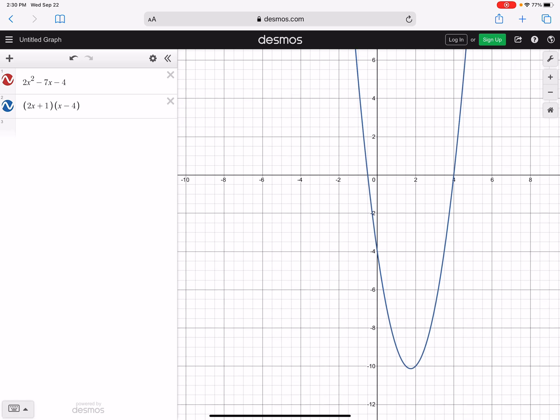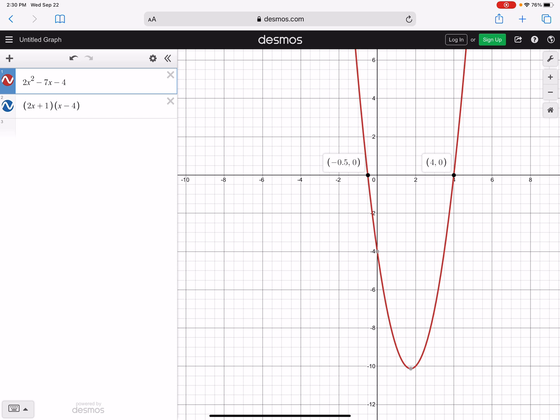And so if I look at the second set of parentheses, it says x minus 4. And if I look at my graph, it does hit at a positive 4. So it shifted it right 4. And if I look at my other root right here, it's at a negative 0.5, which is a negative 1/2.